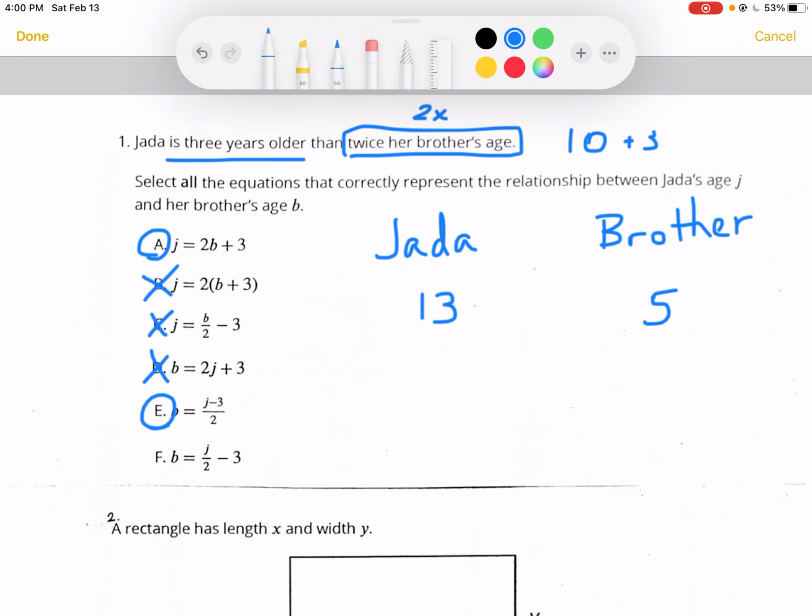The last one, F, is J divided by 2 minus 3. So Jada's age divided by 2: 13 divided by 2 is going to be 6.5. 6.5 minus 3 is 3.5, and that is not what the brother's age is. So that's what we're looking for on number 1. Hopefully you got parts of that correct.